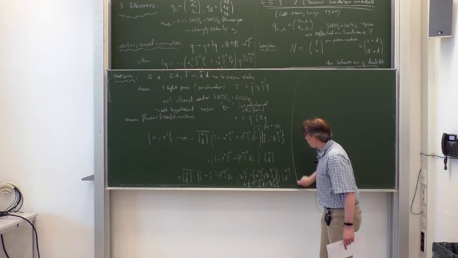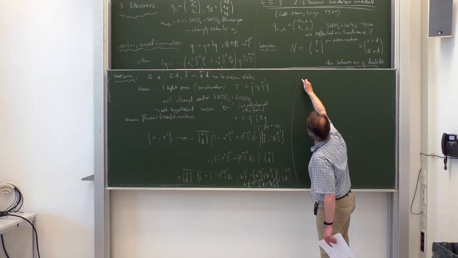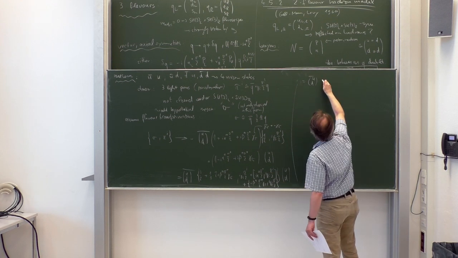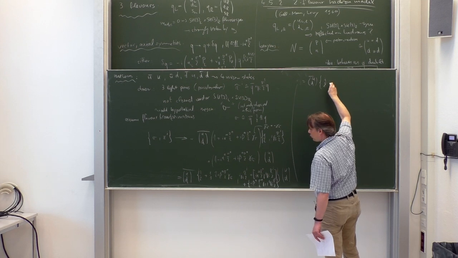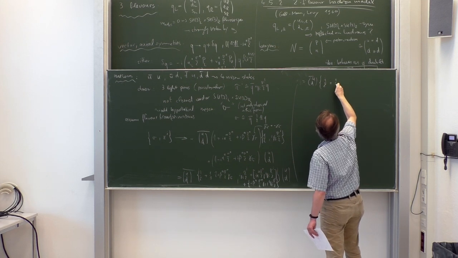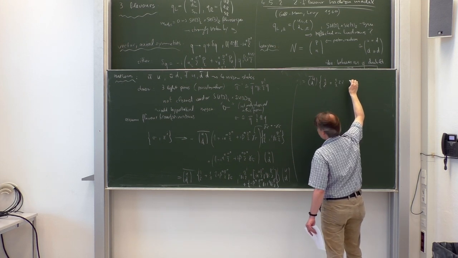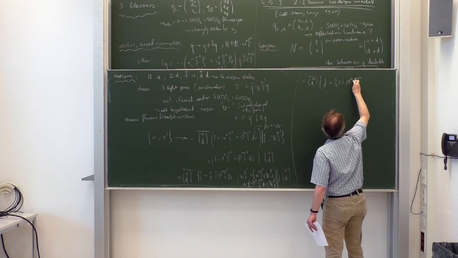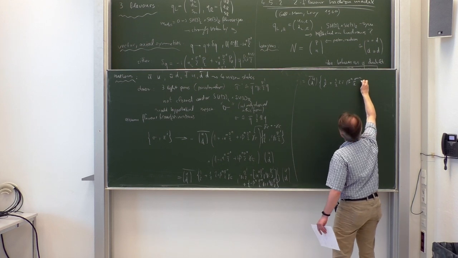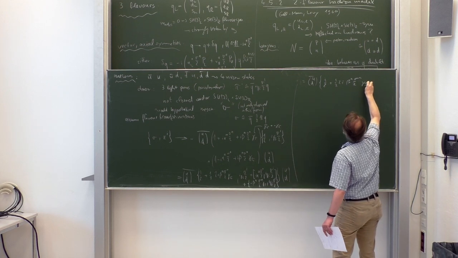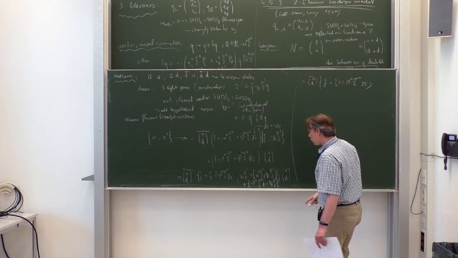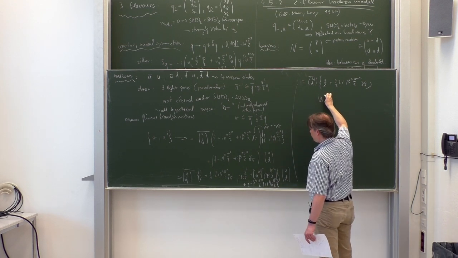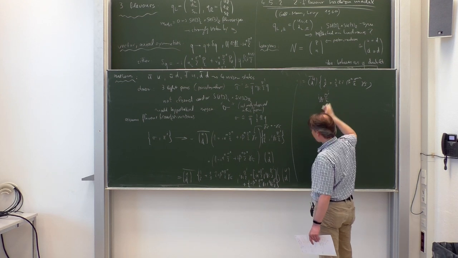All right, let's work it out. Equal to u d bar times 1/2 plus 1/2 times 2i beta^a sigma^a over 2 gamma 5 comma. Okay, and the other result, i gamma 5 sigma^i over 2.